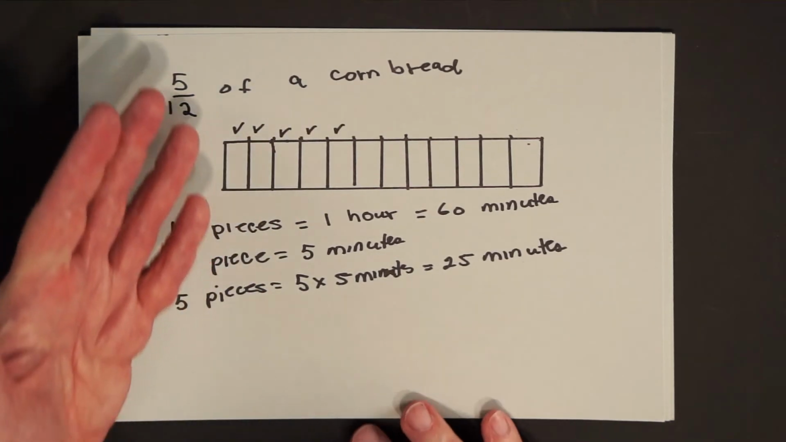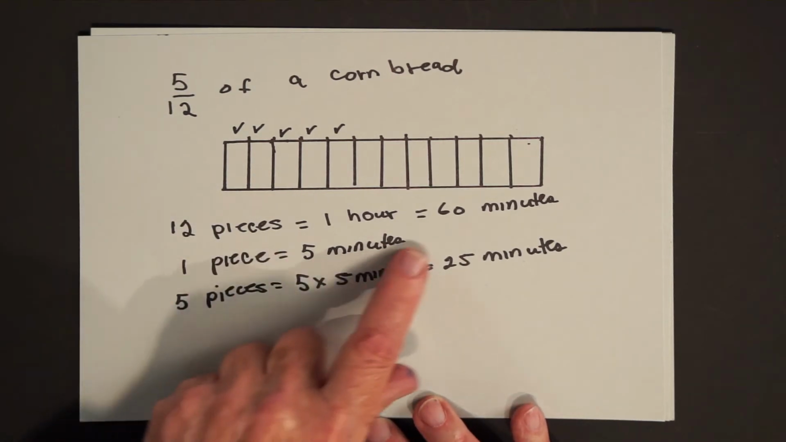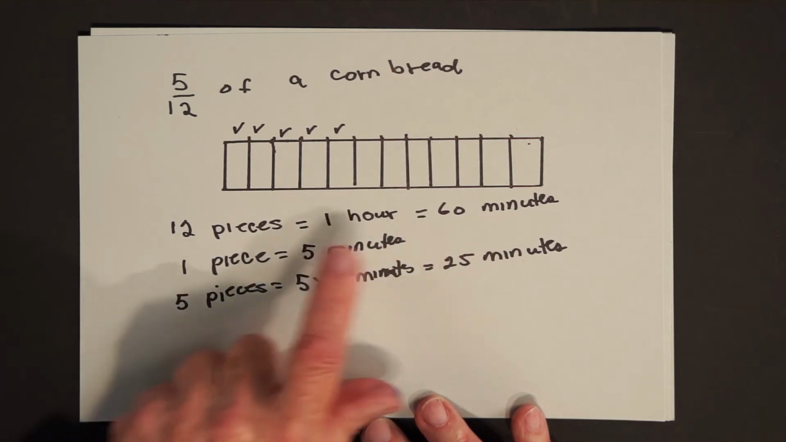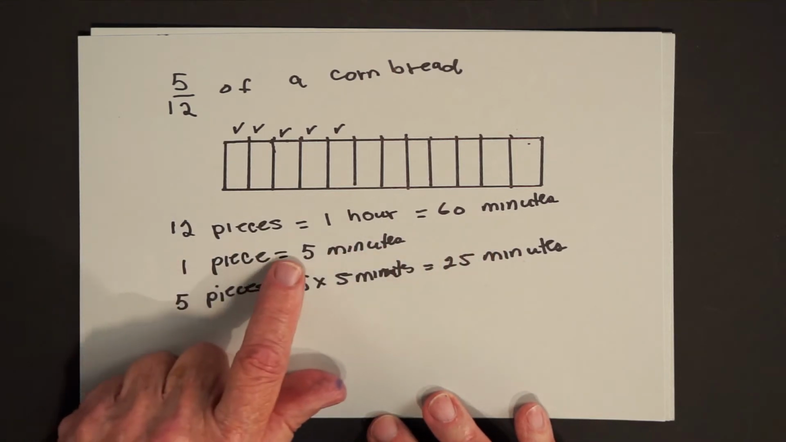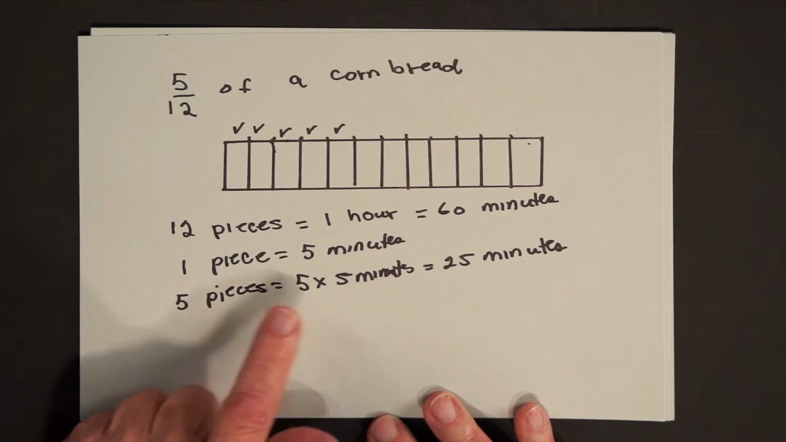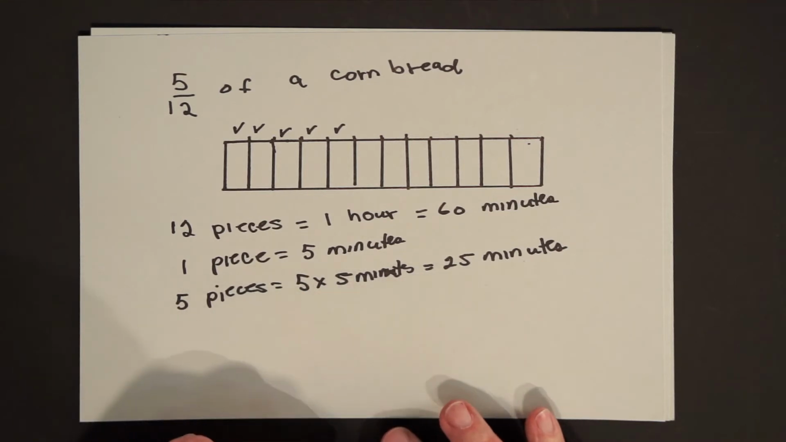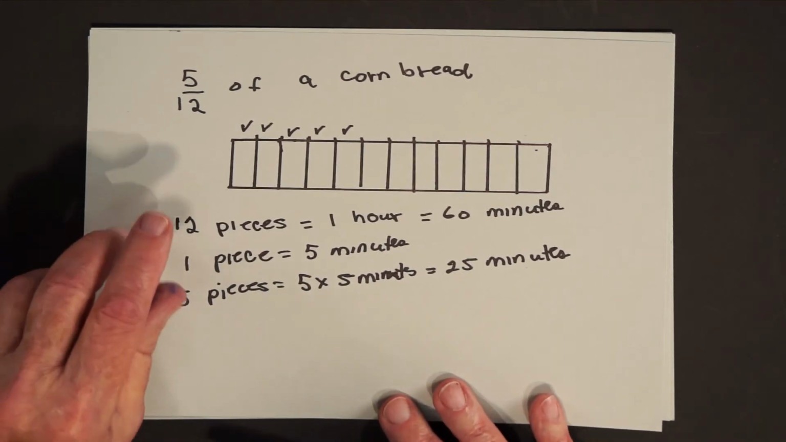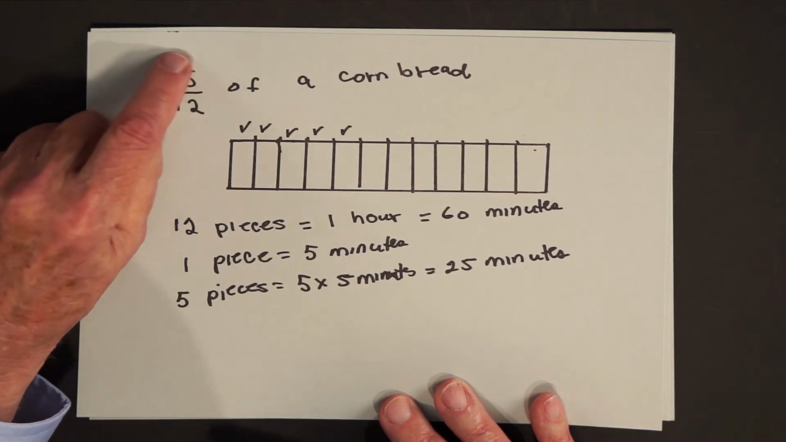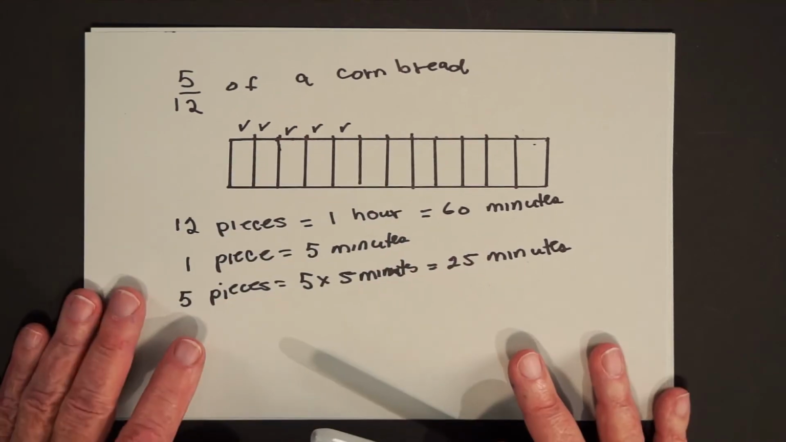Well, what if the cornbread now represented an hour? If the cornbread represents an hour, the 12 pieces represent 60 minutes. They're all equal size. 60 divided by 12 is 5, so 1 piece equals 5 minutes. So 5 pieces, which is 5 times 1 piece, is 5 times 5 minutes, or 25 minutes. You see, in other words, you have 5 as an adjective modifying twelfths, then 5/12 as an adjective modifying the fractional part of the hour.